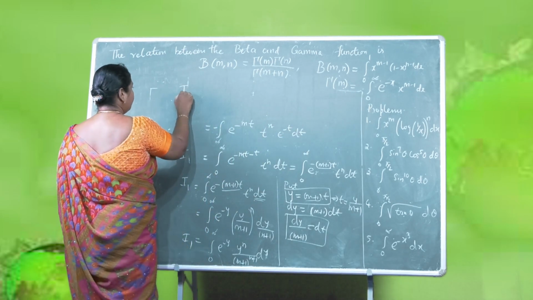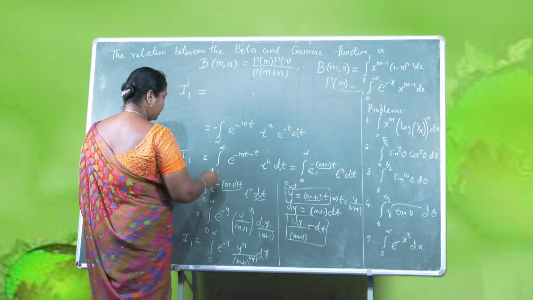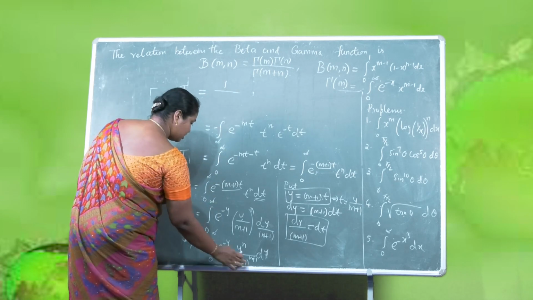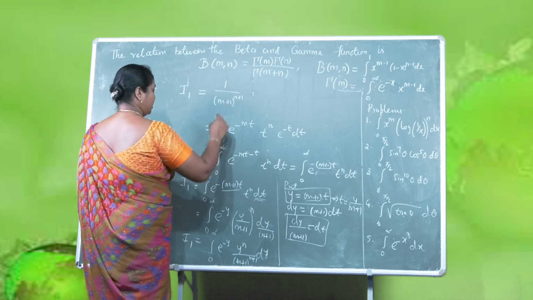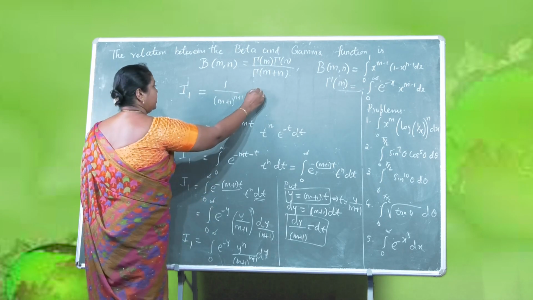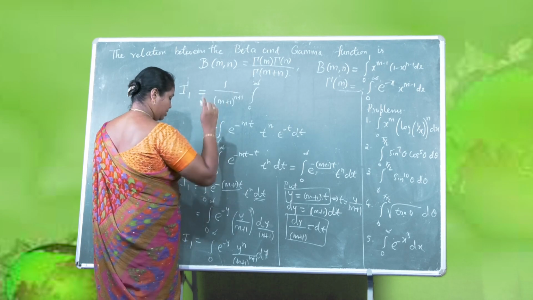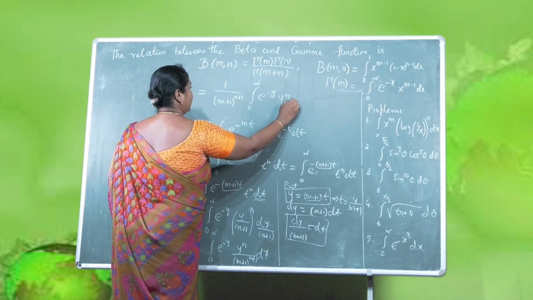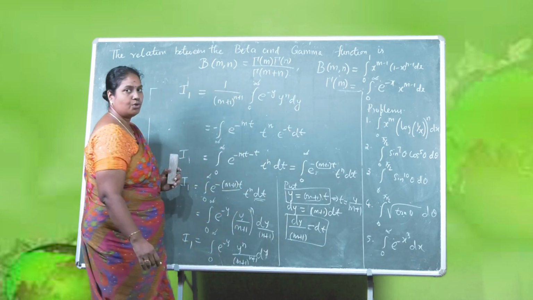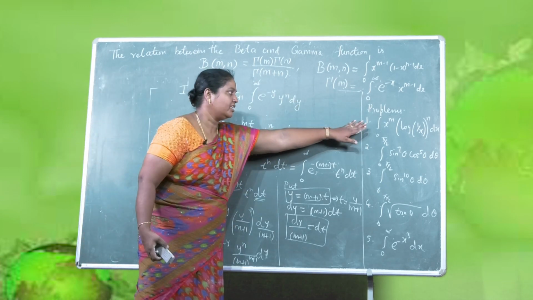So now what is your I1? I1 is nothing but we are taking this constant outside, that is (m plus 1) the whole power n plus 1. So the integral is integral 0 to infinity e power minus y, y power n dy. So actually our problem is this one.